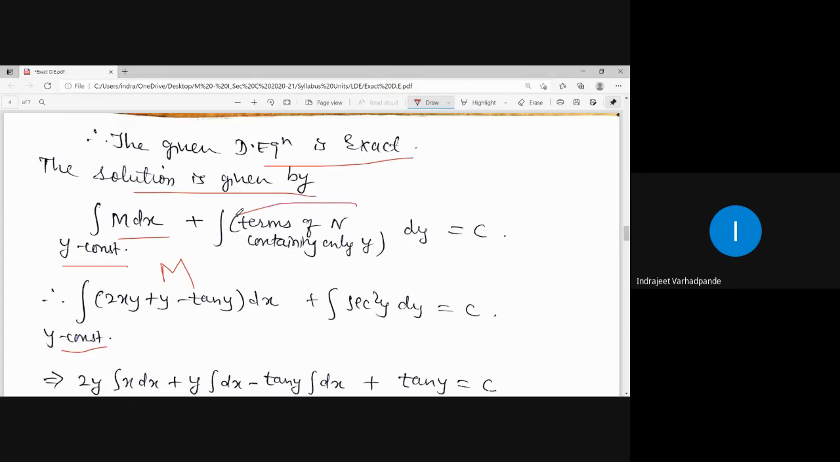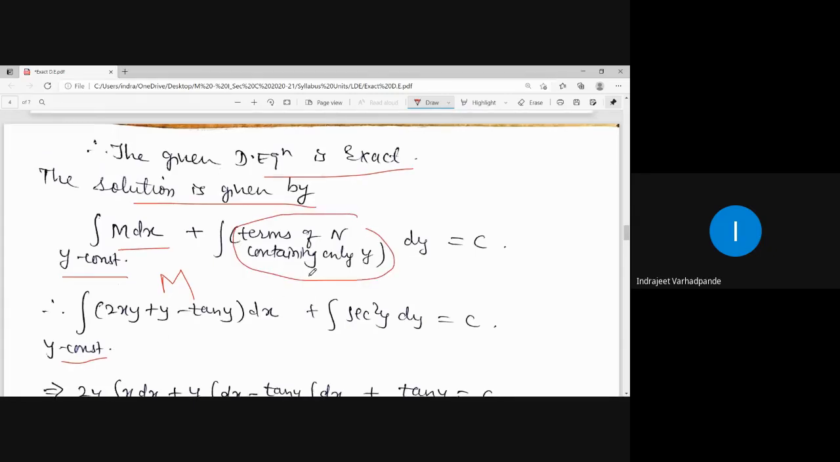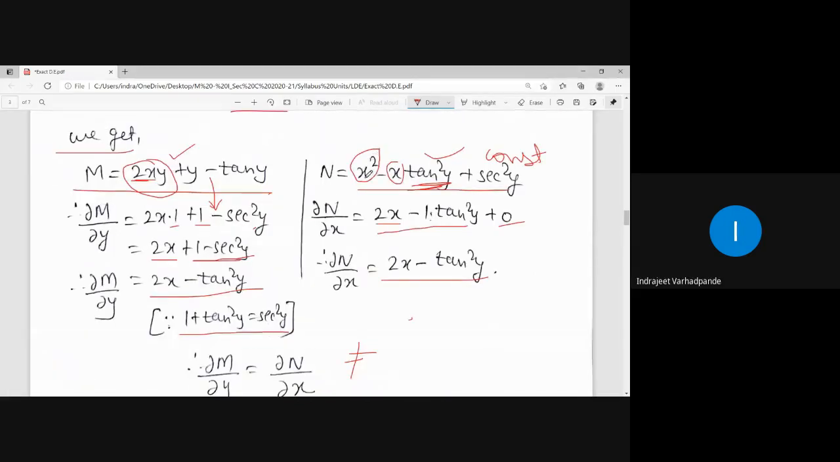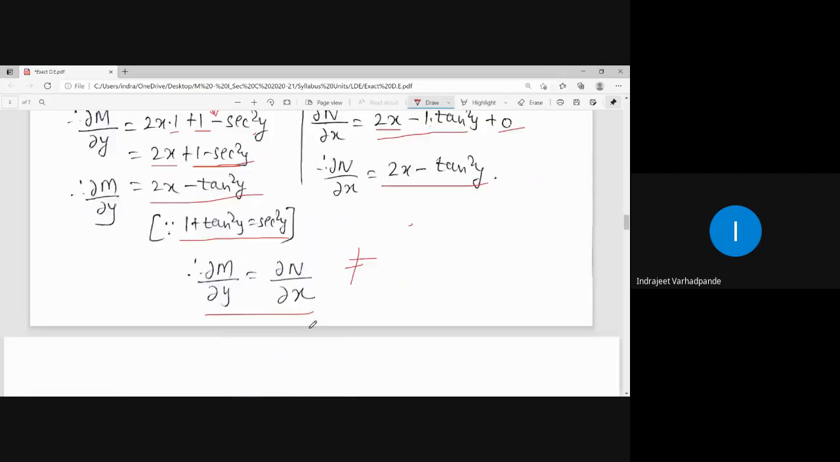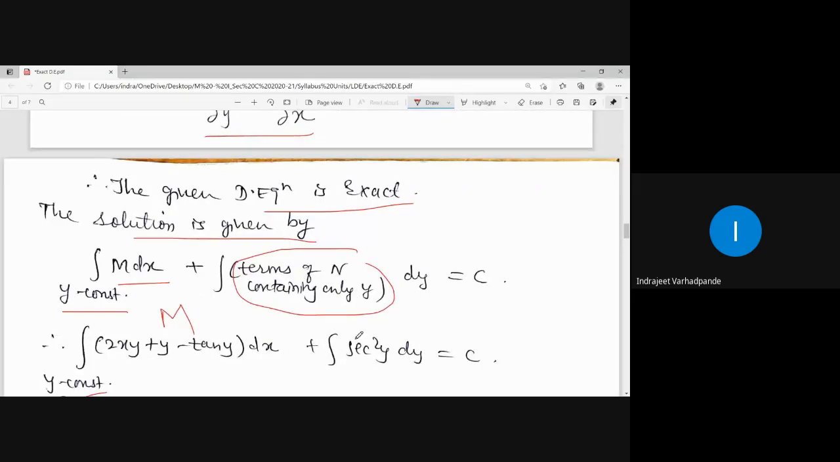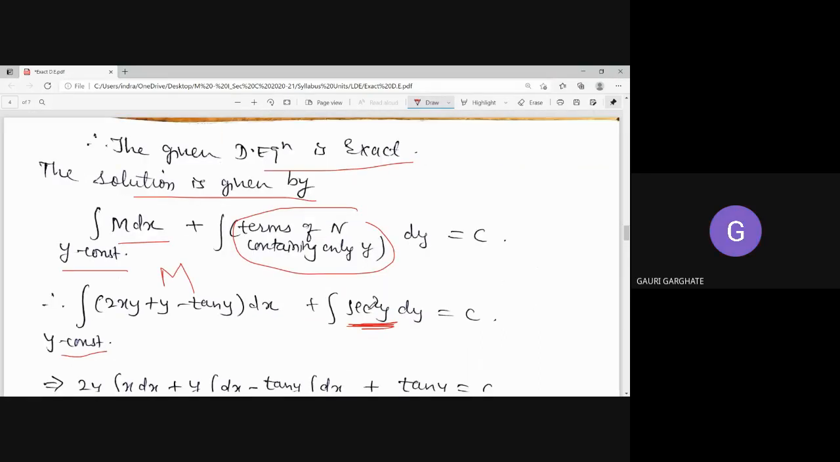What terms will you be taking from n which contain only y? x square times x y: x square is a term of x, I cannot consider. This is tan square y, but it is multiplied with x, so I cannot extract the term of y. The only independent term of y present in the equation is plus x square y. So the term of n containing only y is positive x square y. If it had been with a minus sign, I would take it with the minus sign. I hope this point is clear.